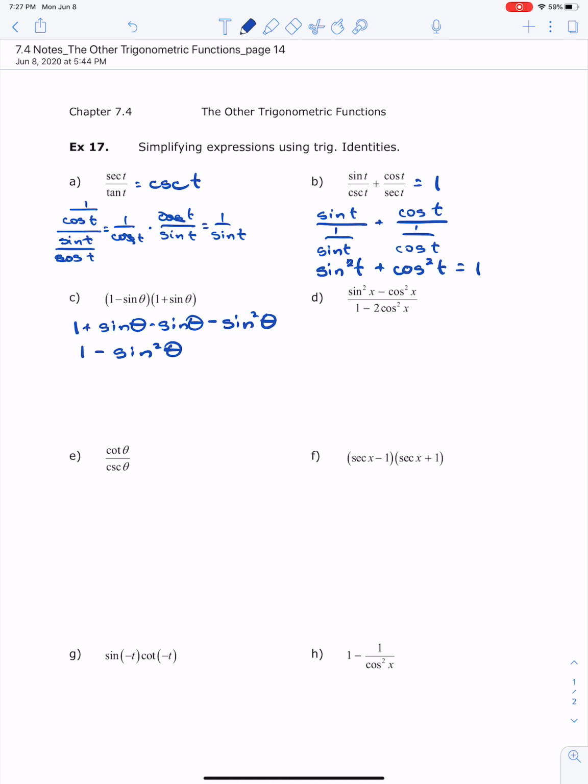And if we remember back to our Pythagorean identity, cosine squared theta plus sine squared theta equals 1. We can subtract sine squared theta from both sides, and 1 minus sine squared theta equals cosine squared theta.